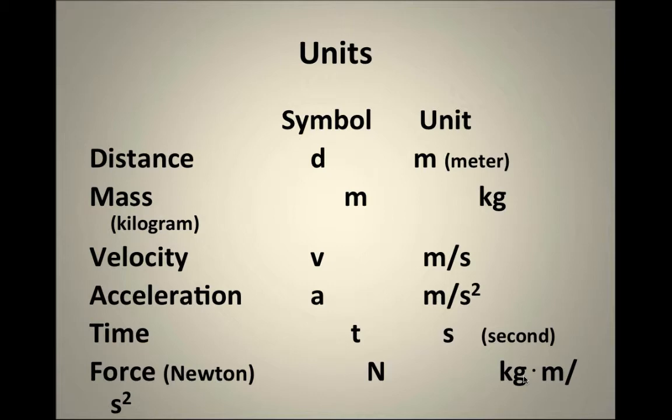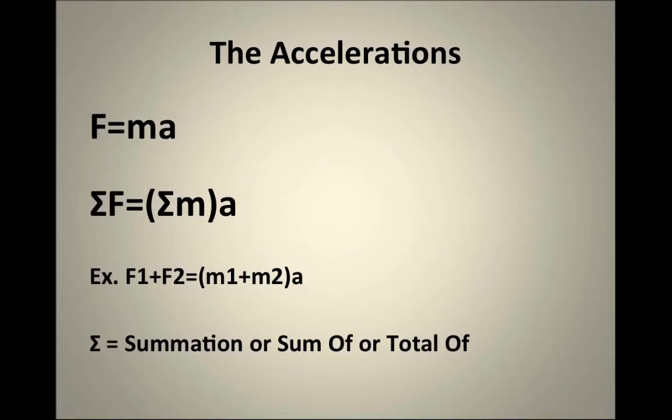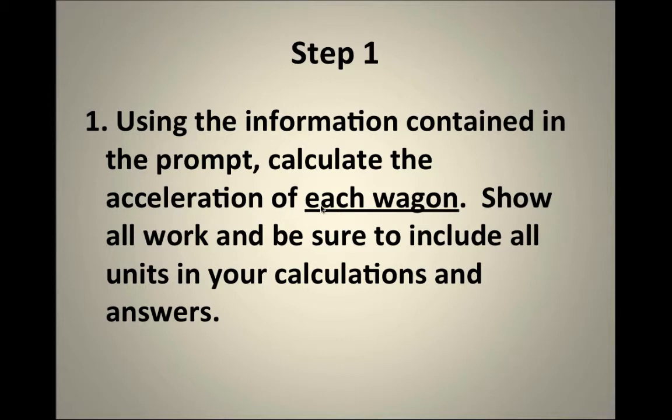Okay, it's just bookkeeping. See a symbol in an equation, you can look at the numbers and their units to figure out what number goes in as what symbol. Just a matter of keeping things in place and keeping organized. Okay, so step 1, using the information contained in the prompt, calculate the acceleration of each wagon, show all your work, and of course, include units.